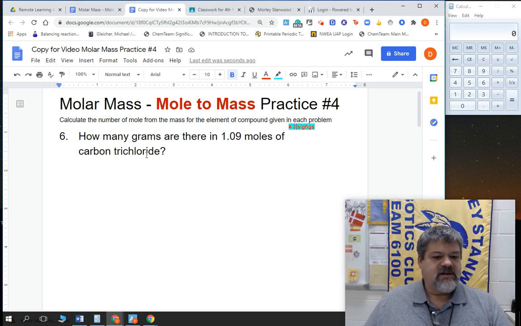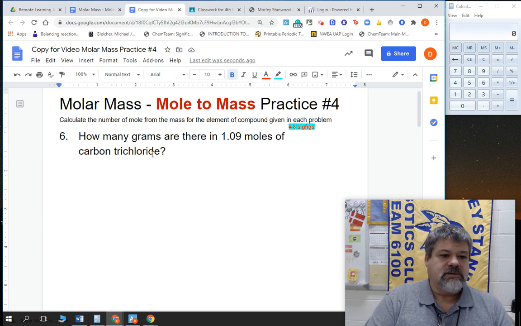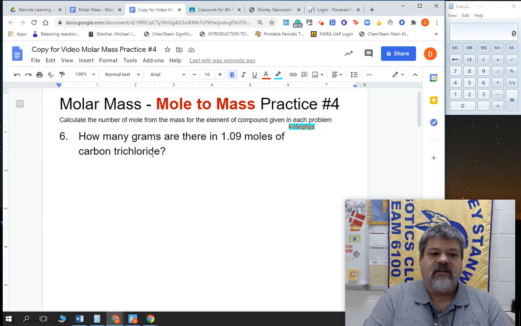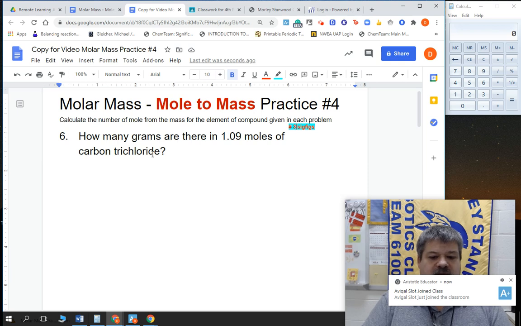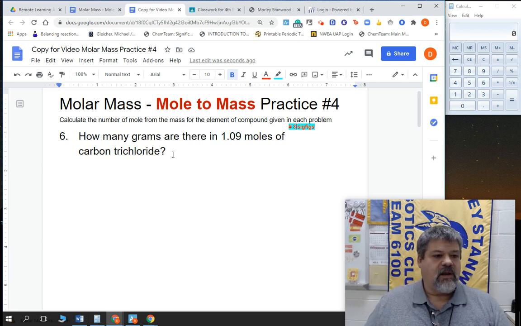So let's go to carbon trichloride. In order to figure out how many grams, we need a molar mass. So we want to figure out how much 1 mole of carbon trichloride actually weighs. So we need the formula. Well, this is a type 3, and here's how we know that it's a type 3. We look at the first element. The first element is carbon, and we say, is it a metal or a nonmetal? Well, it's above the staircase, so that makes it a nonmetal. So it's a type 3.